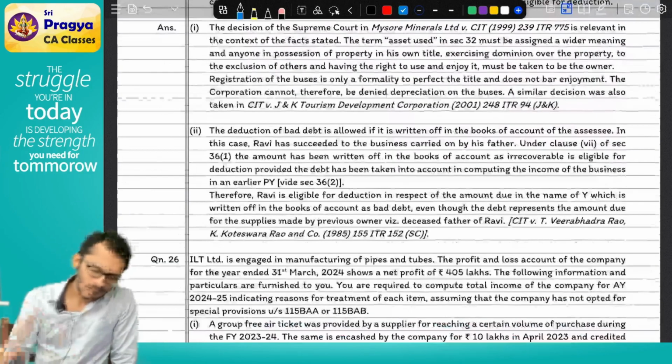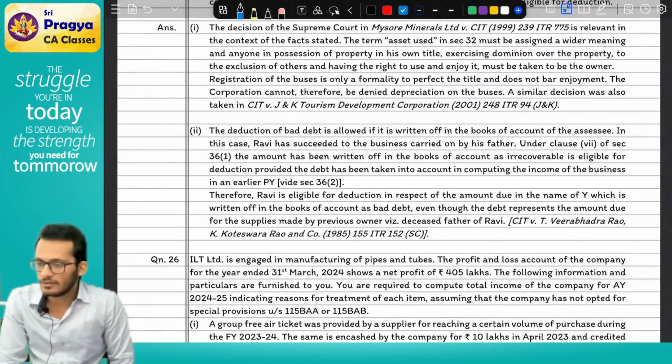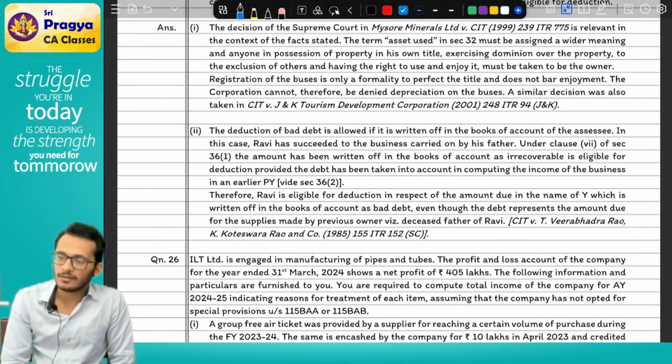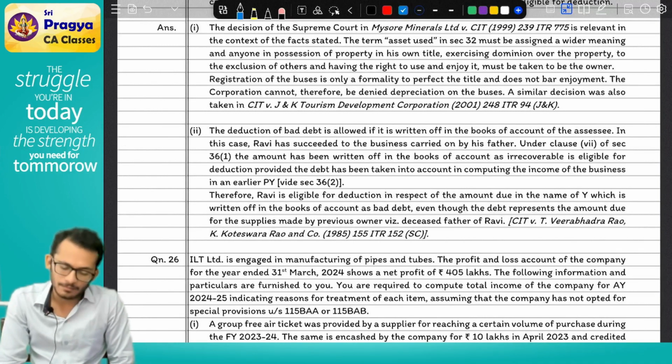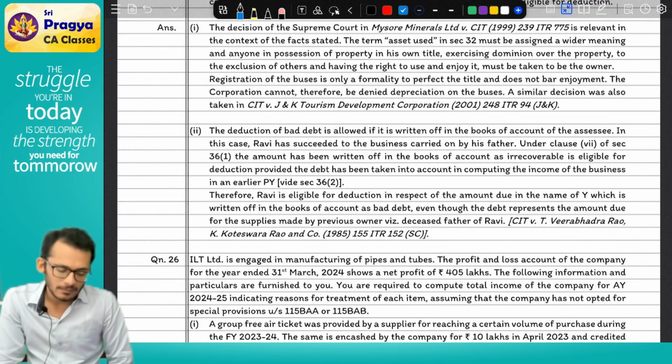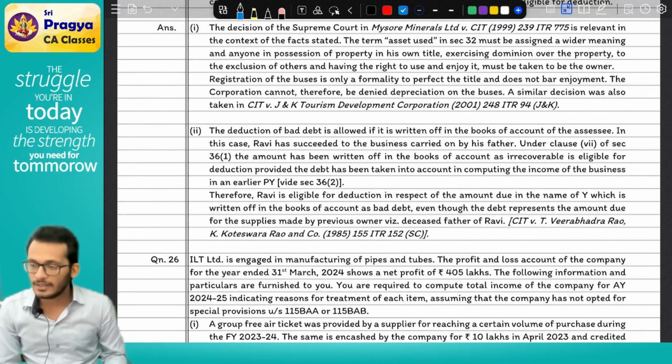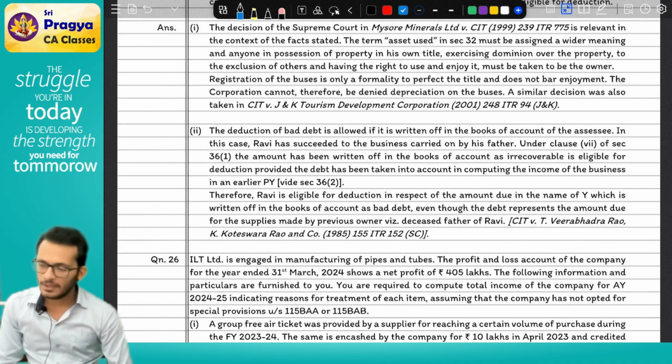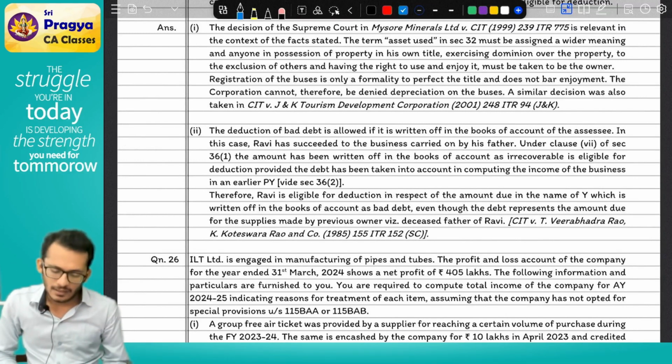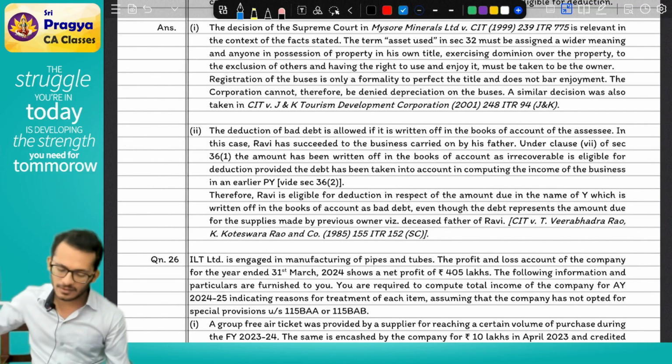Yes. The deduction of bad debts is allowed even if it is written off in the books of accounts of the assessee. In this case, Ravi succeeded the business of his father. Under clause 7 of section 36(1), the amount written off in the books of accounts as irrecoverable is eligible for deduction provided the debt has been taken into account in computing the income of the business in any previous year. Therefore, Ravi is eligible for deduction in respect of the amount due in the name of Y, which is written off in the books of accounts as bad debts, even though the debt represents the amount due for supplies made by the previous owner, which is nothing but the deceased father of Ravi. Case law is Veerabhadra Rao and Koteshwar Rao and Co. Veerabhadra Rao is the son and Koteshwar Rao is the father.